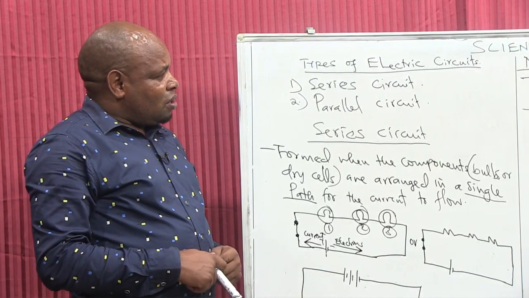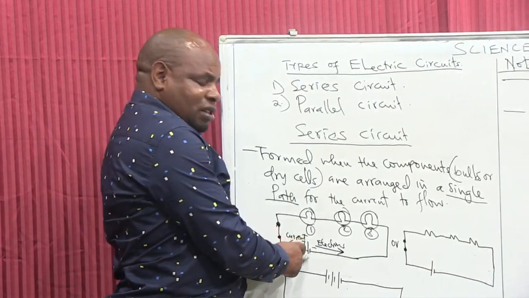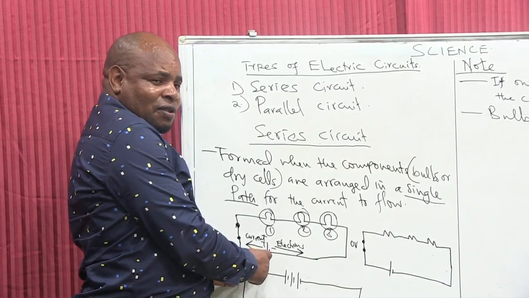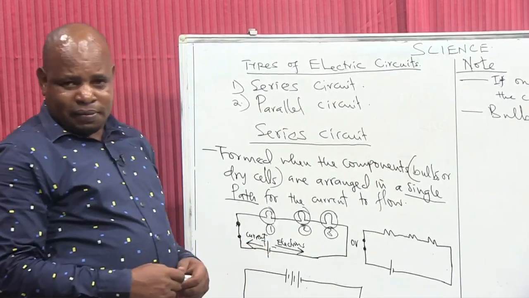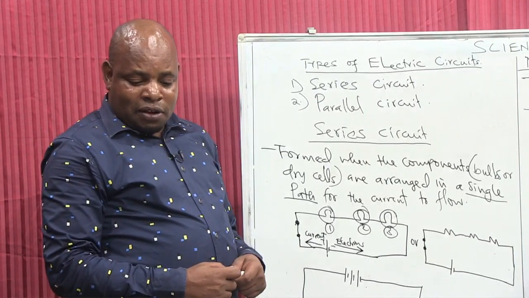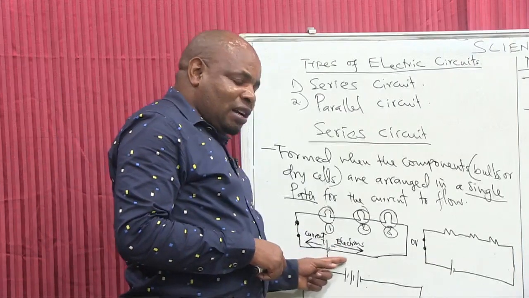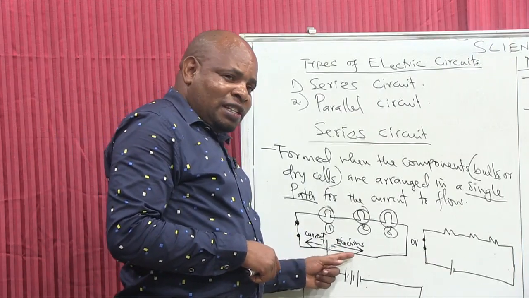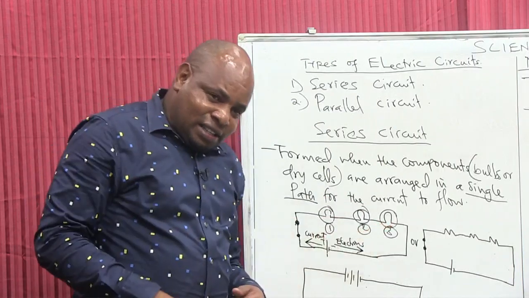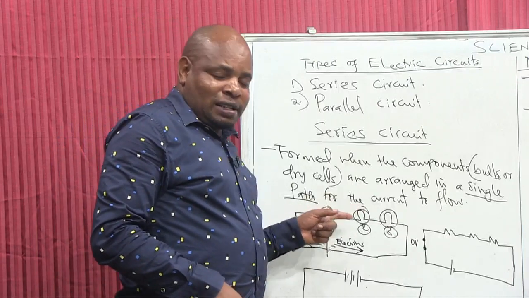So the brightness of the bulbs can only change if you change the number of dry cells. That means if you increase the number of dry cells, brightness increases. If you decrease the number of dry cells, the brightness will decrease.